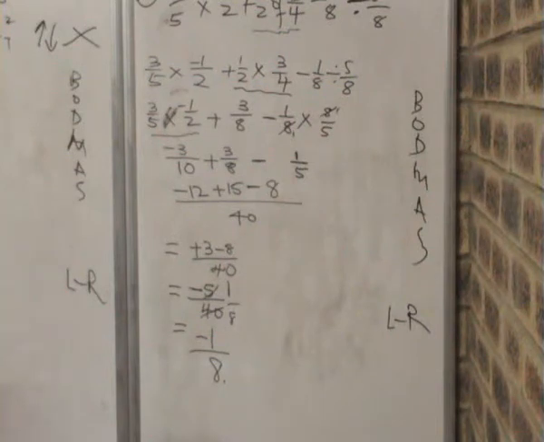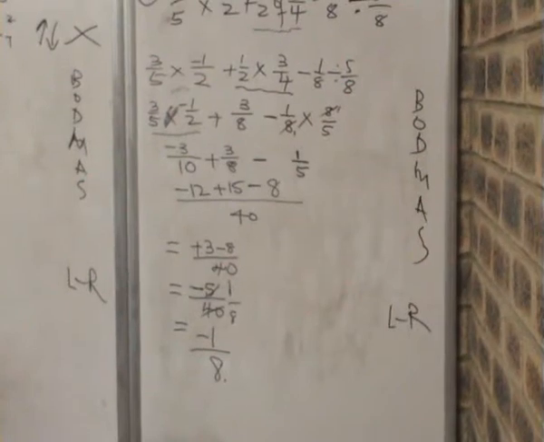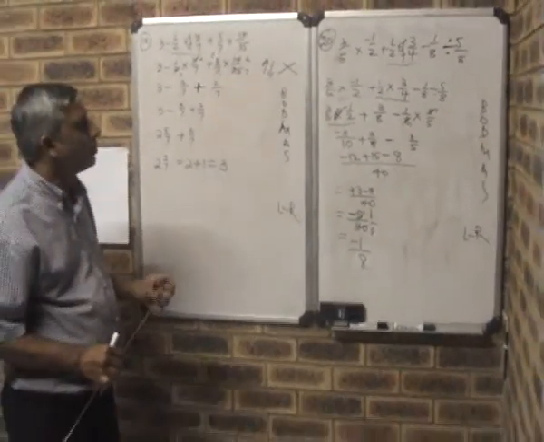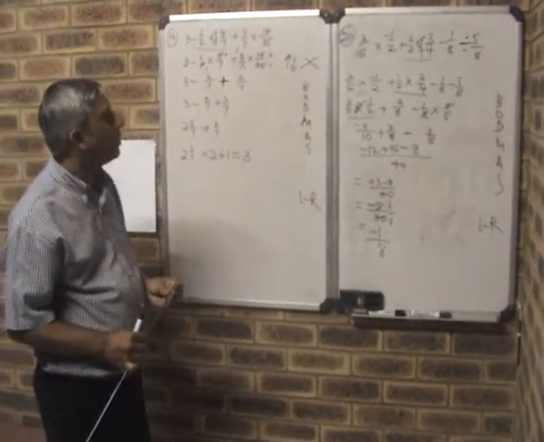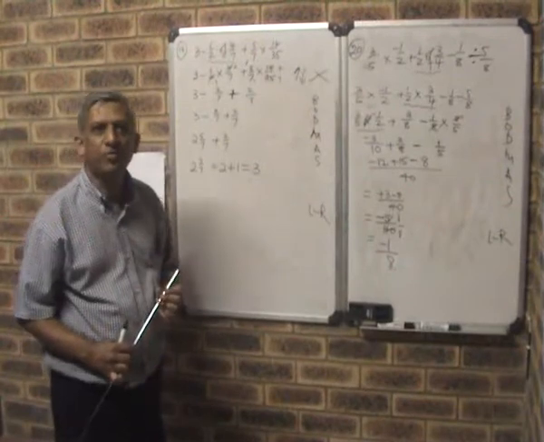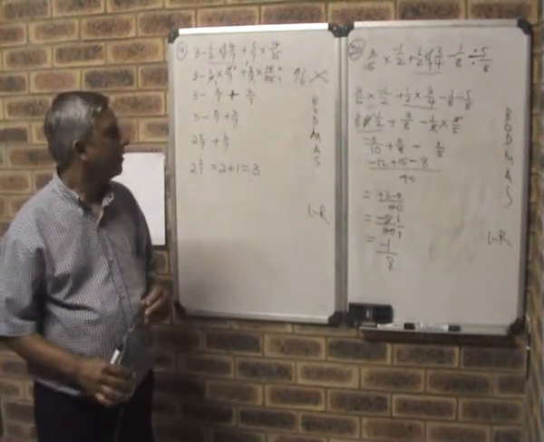That brings us to the end of BODMAS. But remember, we've taken you from the easiest example to the most difficult example. If you know 1 to 6 and you can get 1 to 6 right, then you're on your way to understanding the rule of BODMAS. Thank you.